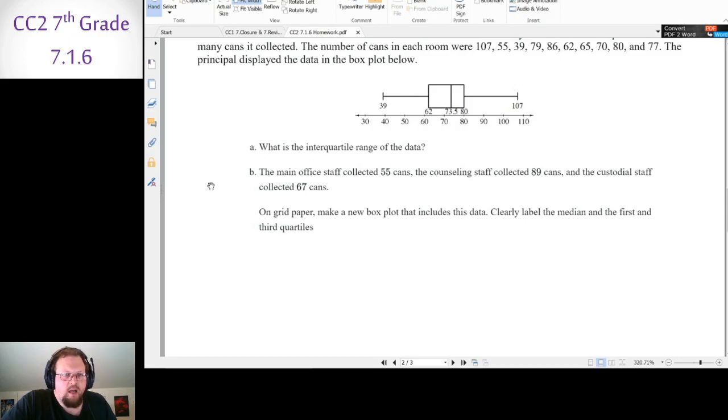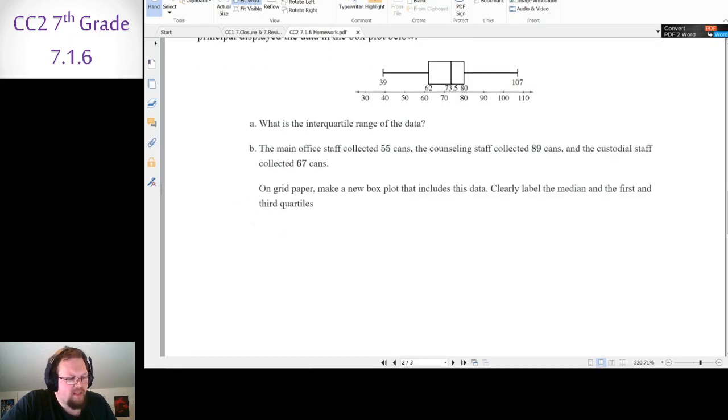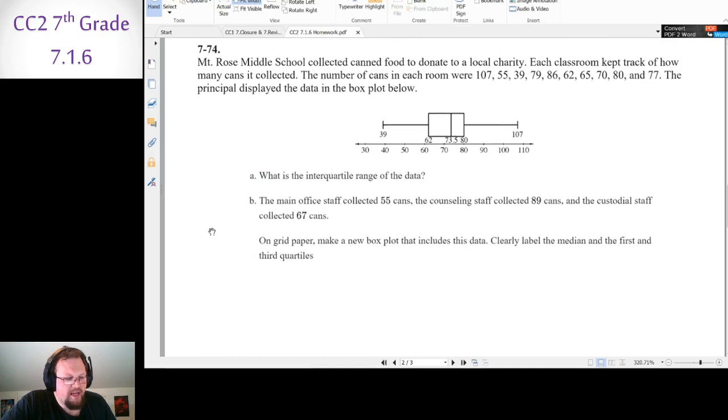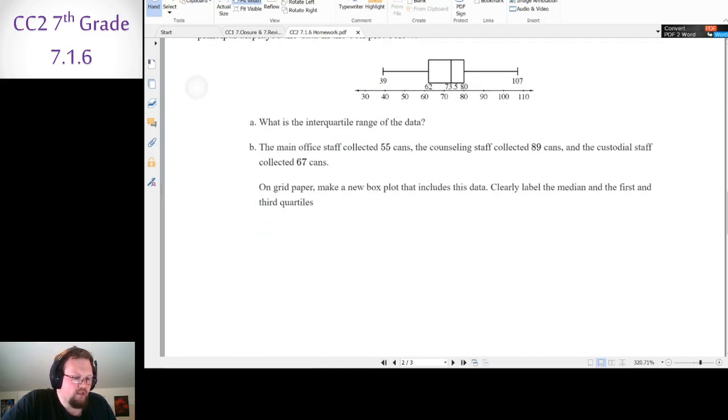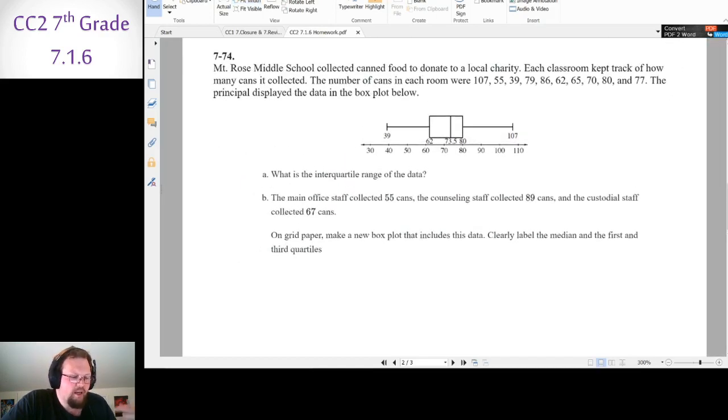On part B, it's going to be weird because it's going to ask you to take the original data that was given and add 55 and 67 to it. If you include those points of data, it's going to change all of these. So what you're going to do is list out all of those new points of data, have 55 and 67, and then make a new box plot.